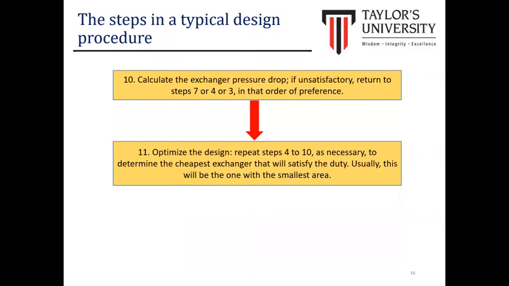And then after that, we may calculate the pressure drop. Okay, after we have done with the overall heat transfer coefficient, we may proceed to the pressure drop. If unsatisfactory, return to step 7, 4, or 3 in order of preference. And after that, we can optimize the design. How can we optimize the design? Based on the cheapest heat exchanger, basically the smallest area, we can choose the smallest area, which gives us the cheapest exchanger.